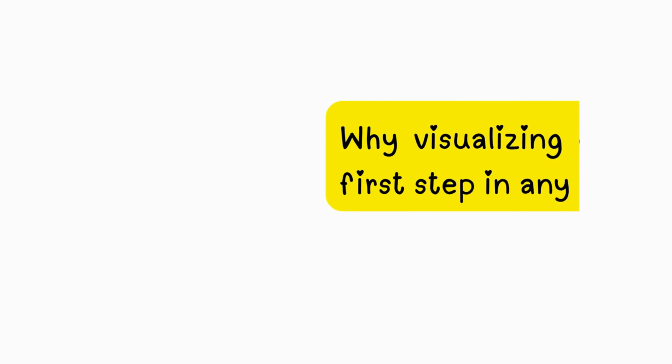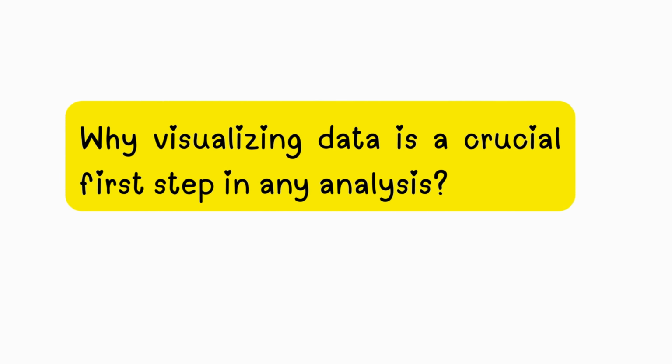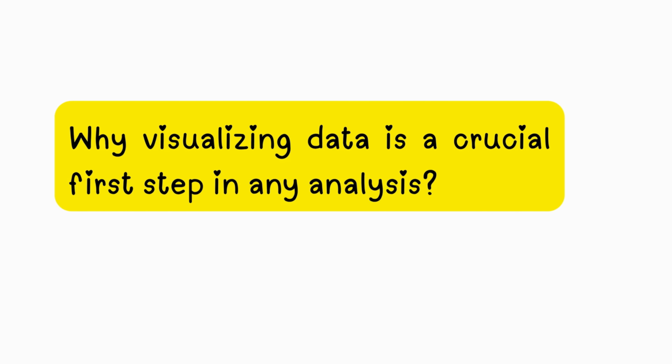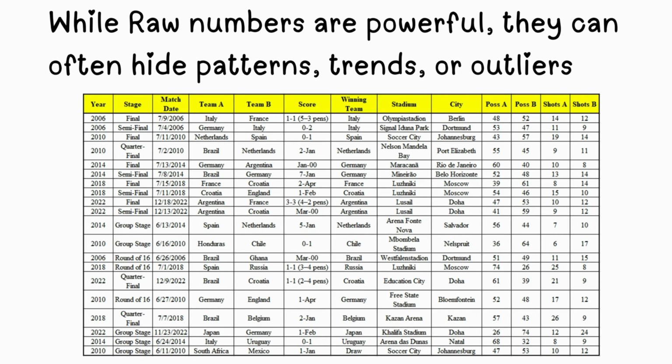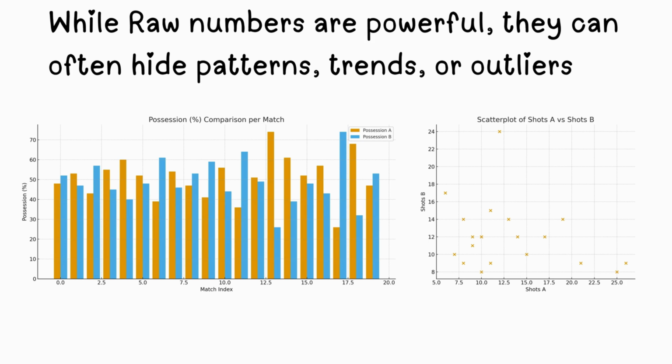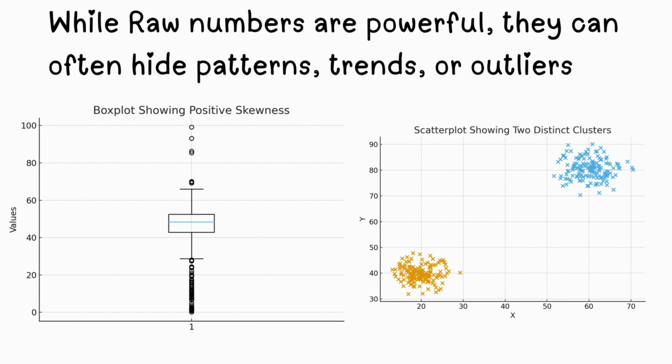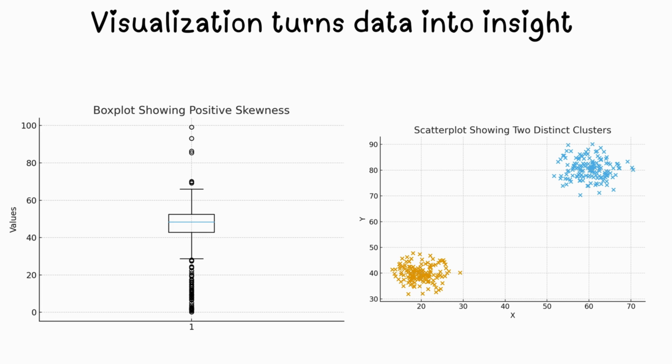We will begin by discussing why visualizing data is a crucial first step in any analysis. While raw numbers are powerful, they can often hide patterns, trends, or outliers. That is where charts, plots, and diagrams come in. They reveal what numbers alone cannot, whether it is spotting skewness in a box plot or identifying a cluster in a scatter plot. Visualization turns data into insight.